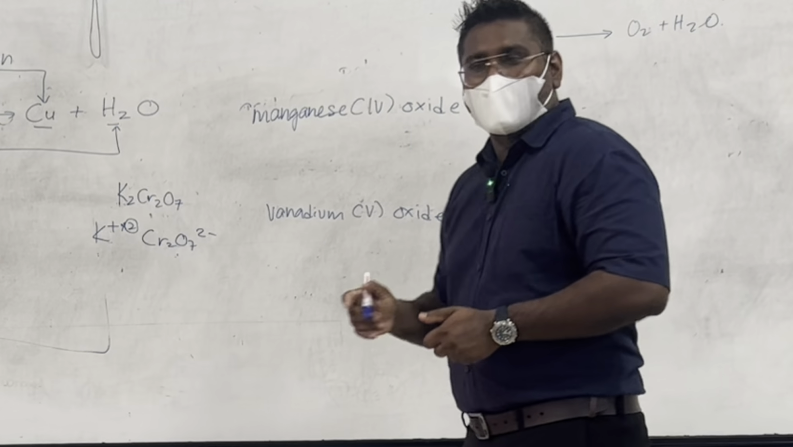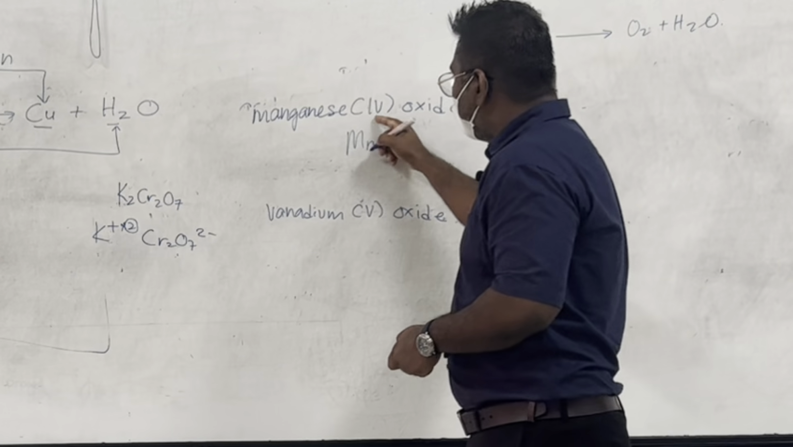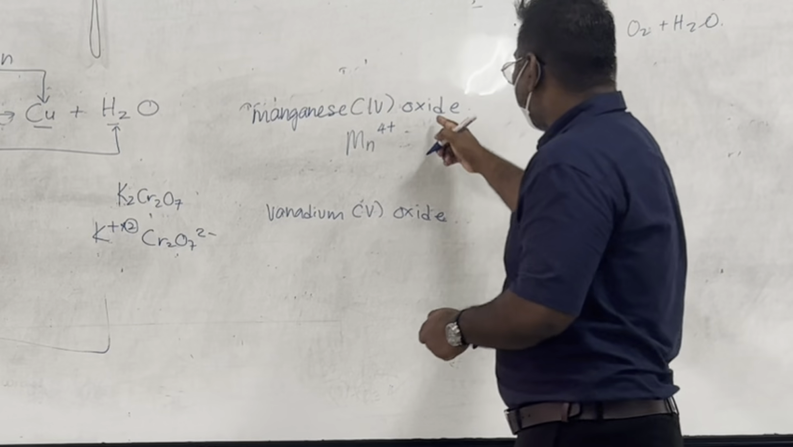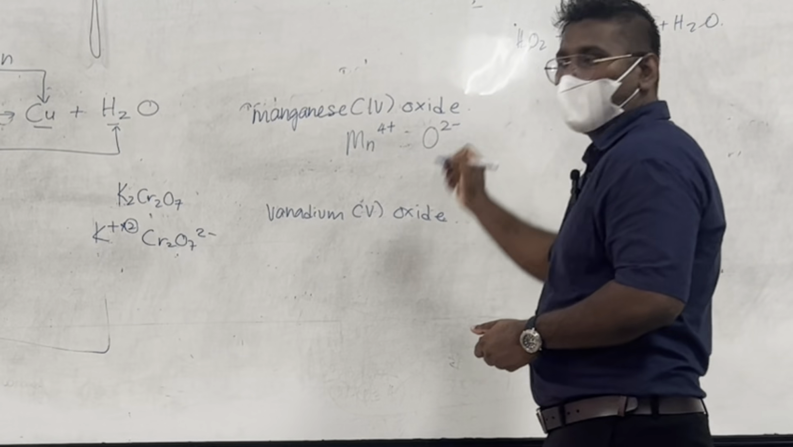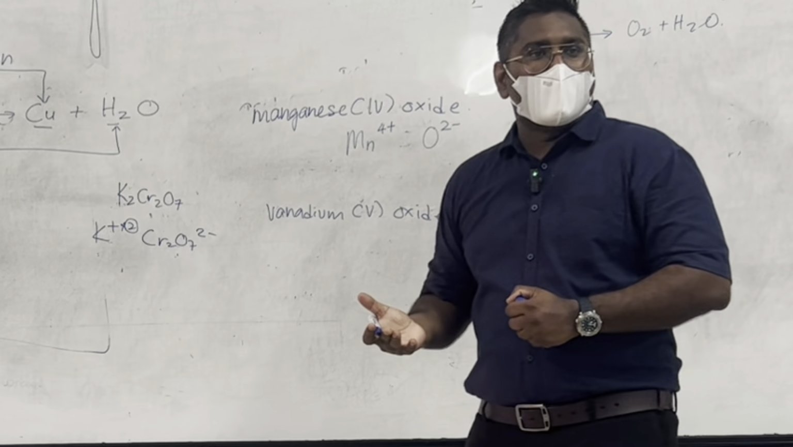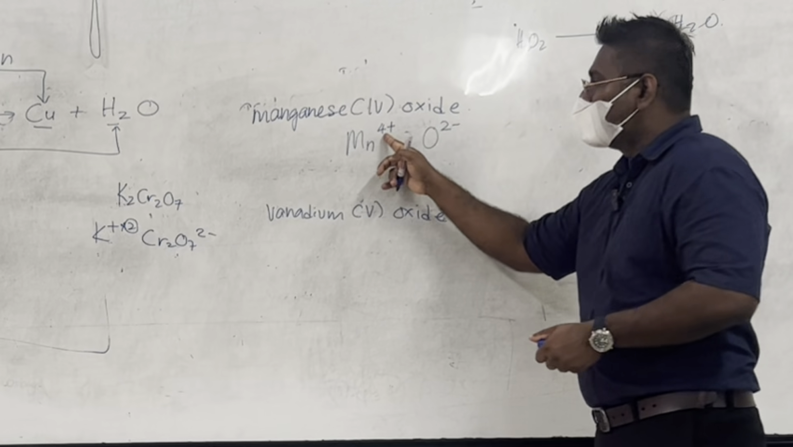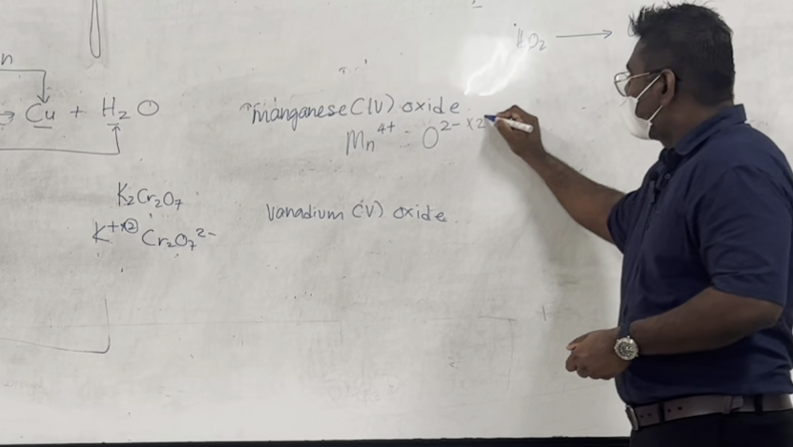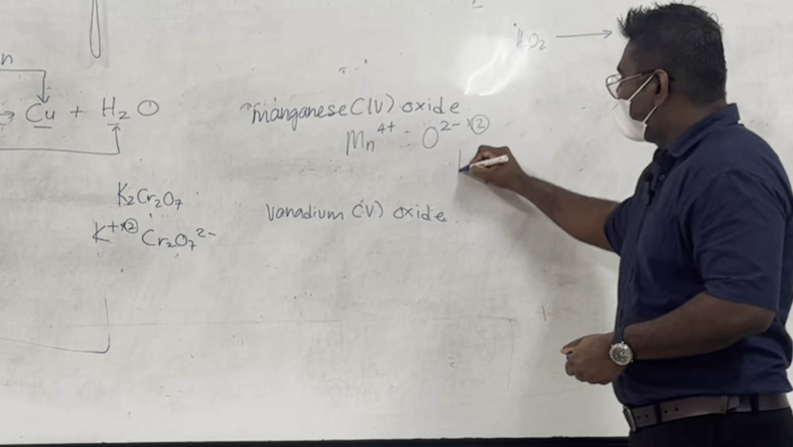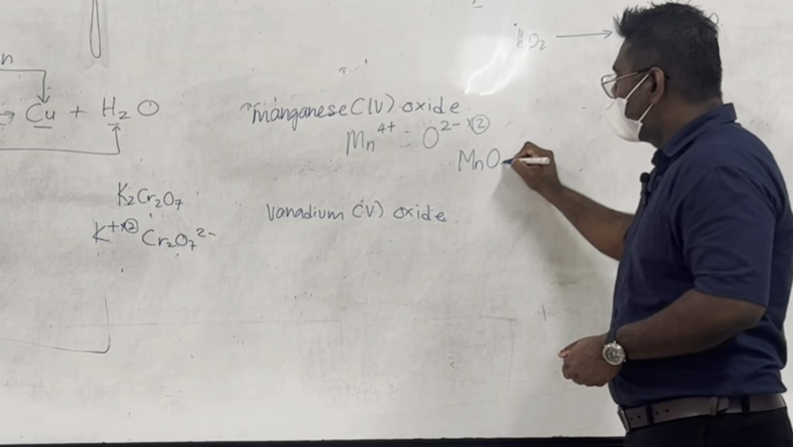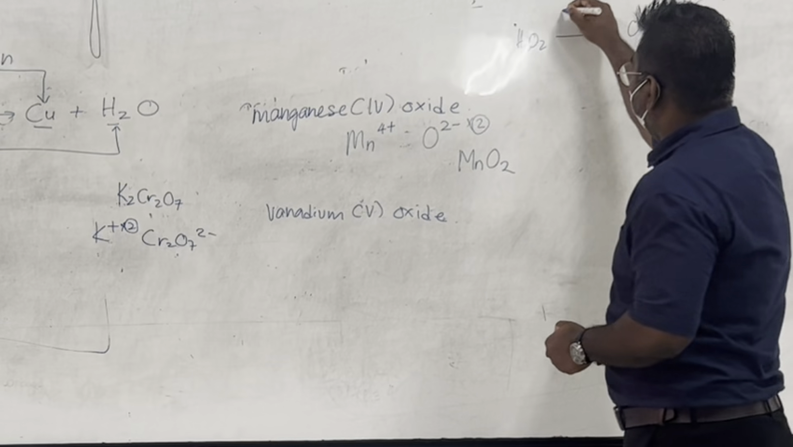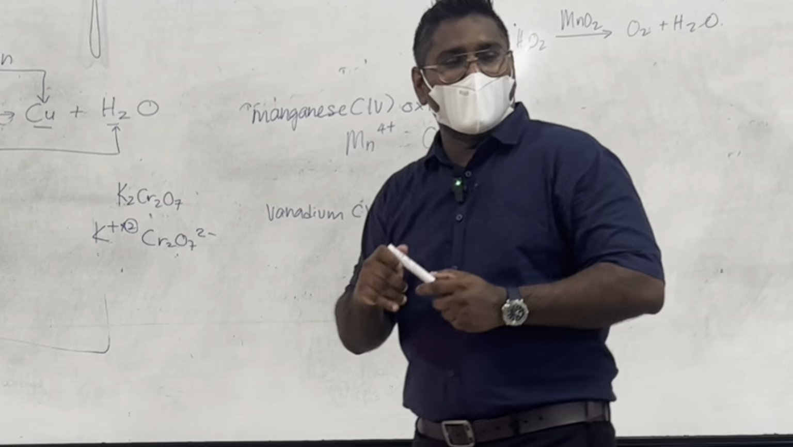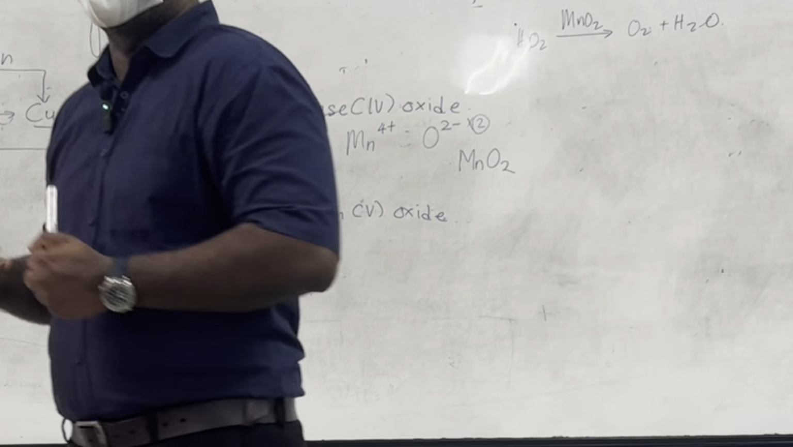How do I write it down? Mn 4+, and then oxide, oxygen is 2-. How do I write the equation? This is 2, this is 4, so this one must be multiplied by 2. So when I write it down, it's MnO2. That's why the catalyst is MnO2, but the name is manganese 4 oxide.